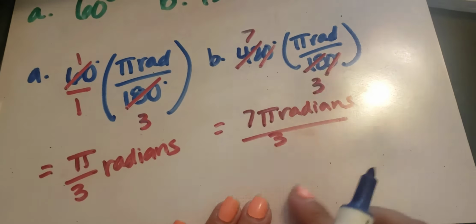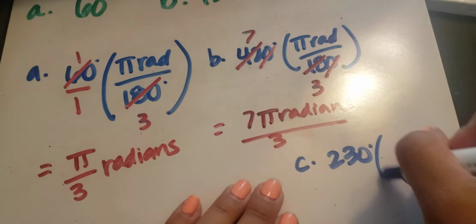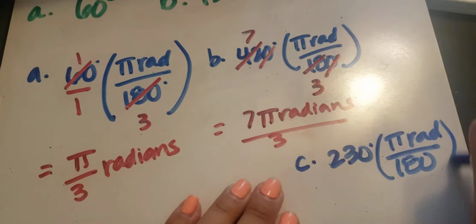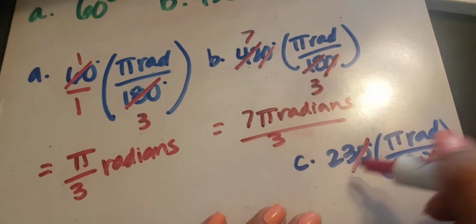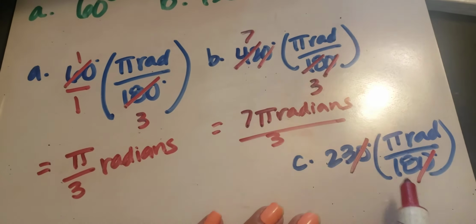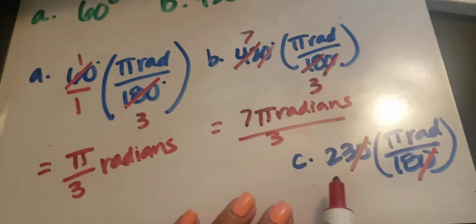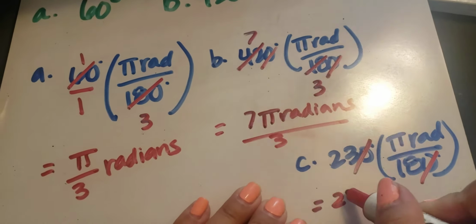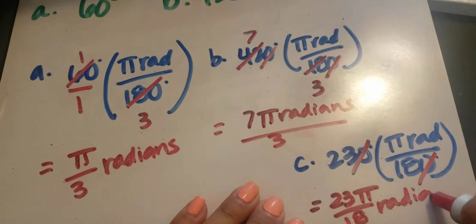And I'm going to do C down here. I don't have a lot of room. So for C, we have 230 pi rad over 180 degrees. Okay. Again, I can simplify by 100, so the zeros cancel. And then if you look at 23 and 18, there's nothing I can simplify, and that's okay. So 23 just happens to be a prime number. So then that means my final answer will simply be 23 pi over 18 radians.